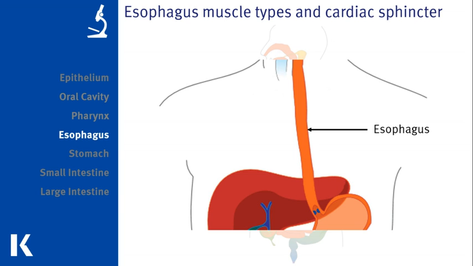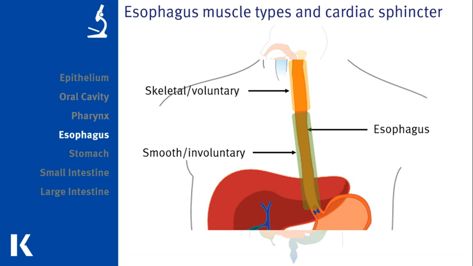The upper one-third of the esophagus is made up of striated skeletal muscle and is therefore under voluntary control, while the lower 2/3 is made up of smooth muscle under involuntary control. To remember this on test day, consider the fact that you can initiate a swallow, but you have no control on the movement of food after that. Where the esophagus meets the stomach, there is a muscular ring called the cardiac sphincter.